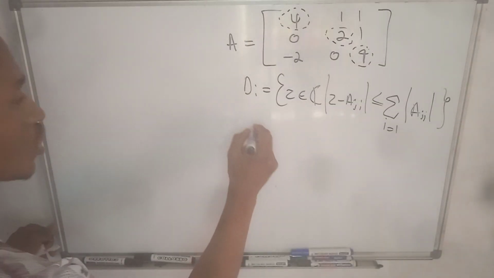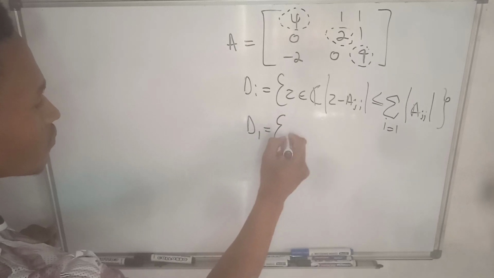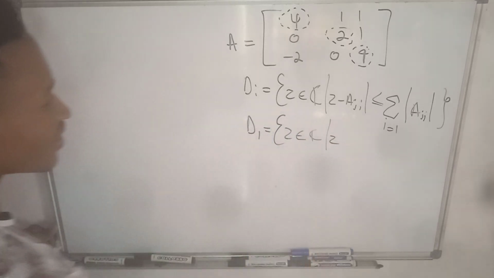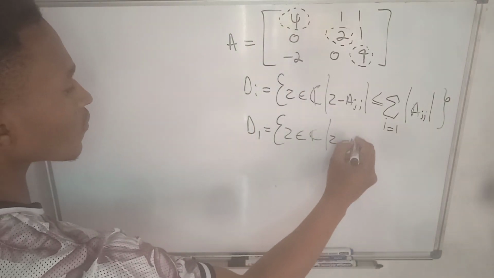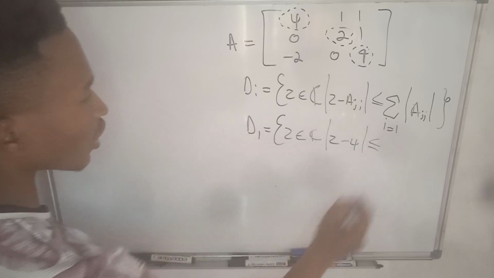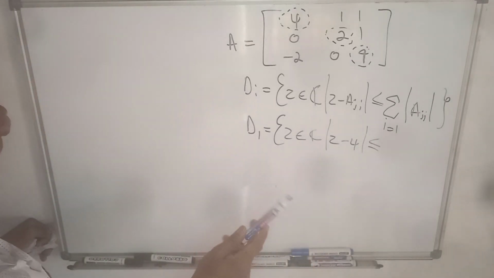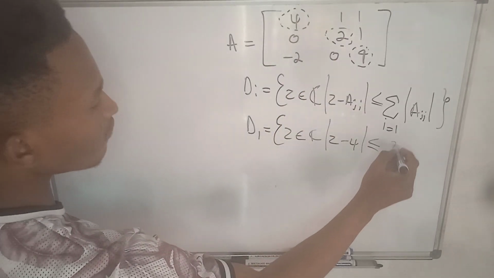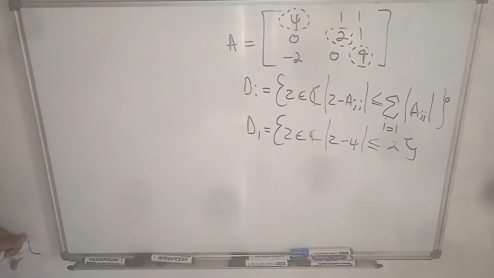So we are going to say D1 equals z, which belongs in the complex plane. In this case, what is the first number? The first number is 4, so the absolute value of z minus 4 is less than or equal to the summation. We add these two numbers, 1 plus 1, which gives me 2, and 2 will be my radius in this case.